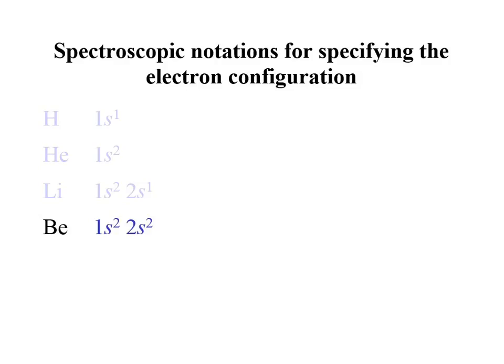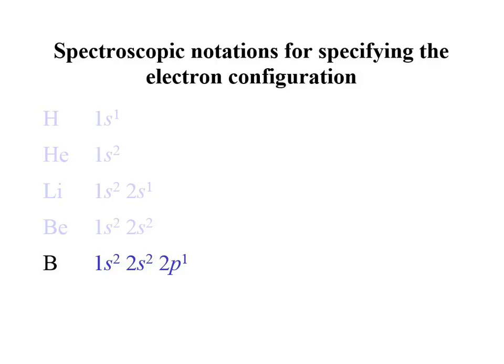So beryllium, we have 4 electrons, 1s2, 2s2. So if we add up the superscripts, that's the number of electrons. Boron, we have 5 electrons, 1s2, 2s2, 2p1. Matches up with our box and arrow notation. Why do we have 2 S's again? Because of this. This is what we're working with.